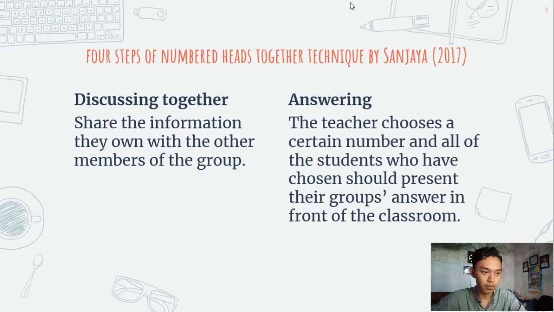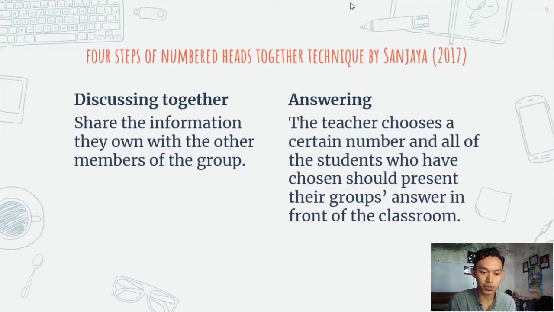Okay, now we go to the next step. The third step is discussing together. After getting the questions from the teacher, all of the students in the group should discuss the answer together. They should share the information they own with the other members of the group. The point is, all of the students in the group should be involved. Everyone should take a role in the discussion to make sure that all of them know the answer. For example, student number 3 has to know the answer from student number 5.